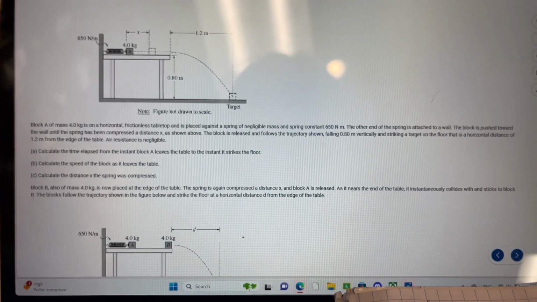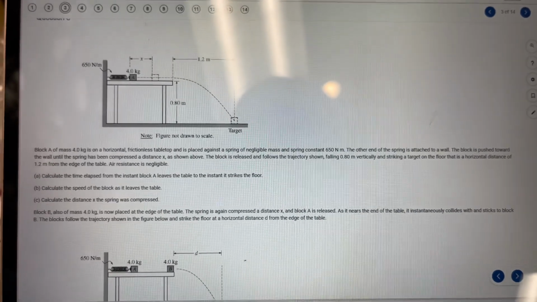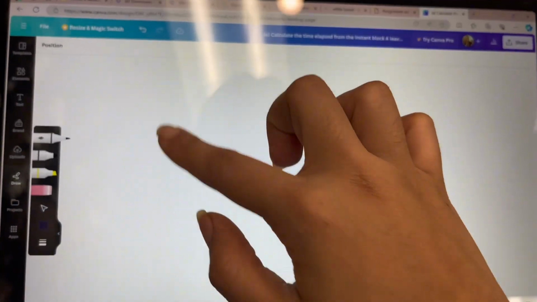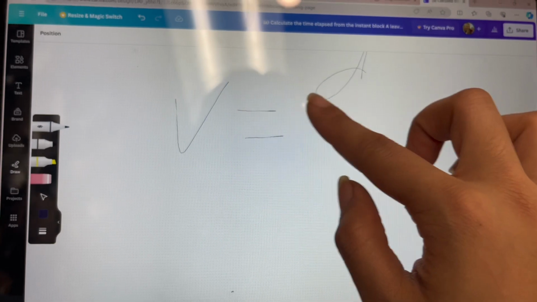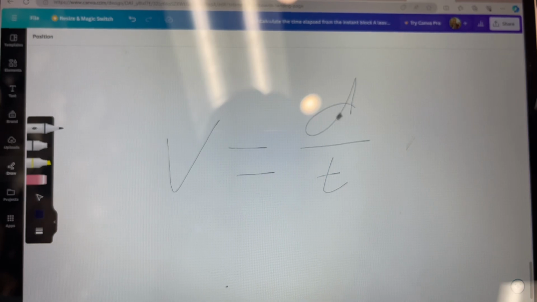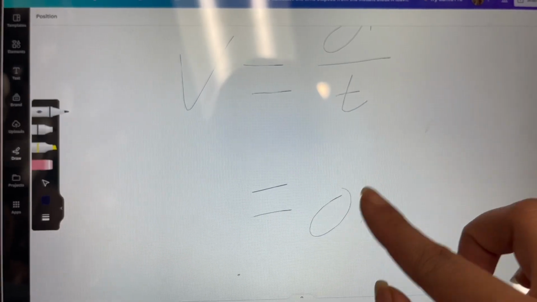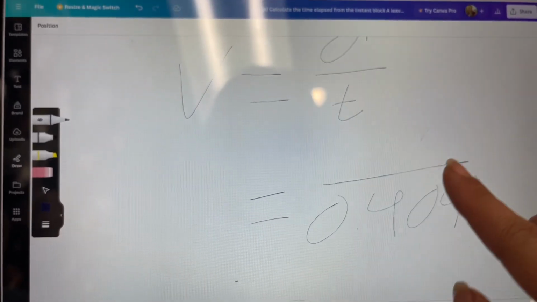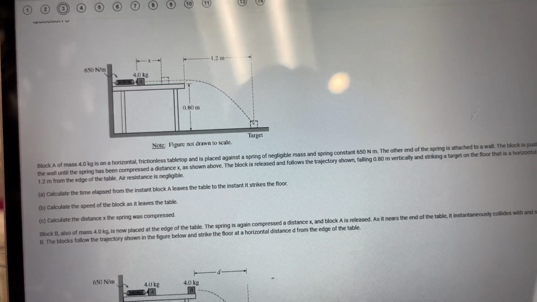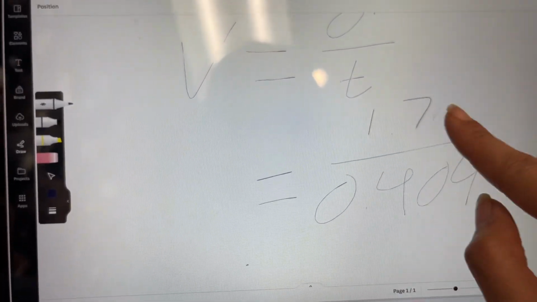Okay, now moving on to part B. Calculate the speed of the block as it leaves the table. This part is actually quite easy. All we need to do is just calculate v equals distance over time. And this is easy because we already have the answers to both d and t, since we got t in part A, which was 0.404, and distance is actually a given because it says it here, 1.2 meters. Since that is the horizontal distance it travels, we can just plug that into the equation.